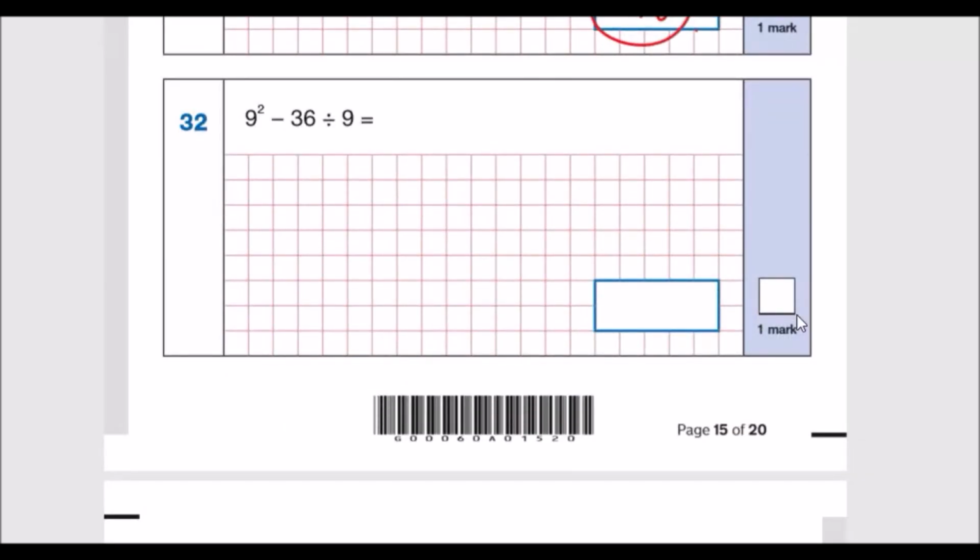32. So 9 squared take away 36 divided by 9. Using BIDMAS, always do this for these type of problems. Because we have no brackets, we can exclude it. We have an indice here. So 9 squared means 9 times 9, which is 81. Now division and multiplication, we have it here. 36 divided by 9 goes exactly 4. So it's 81 minus 4, which is 77.